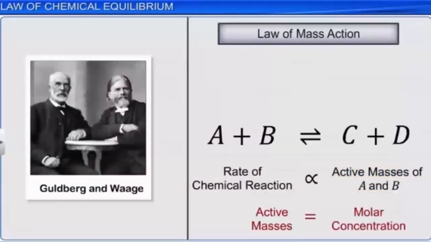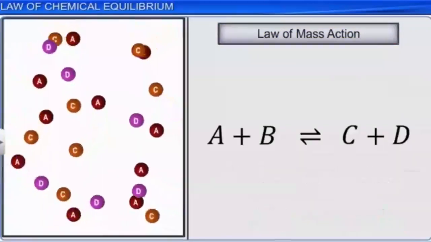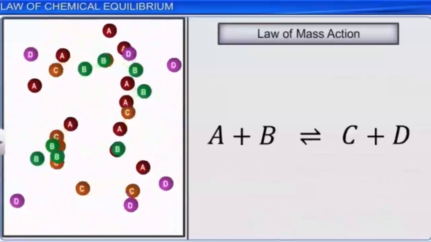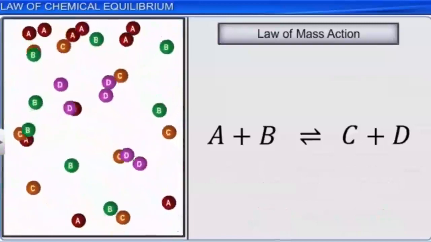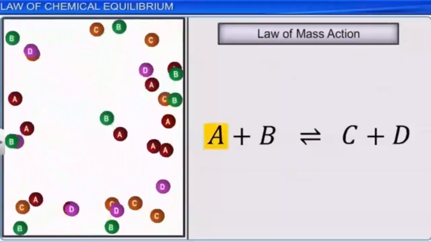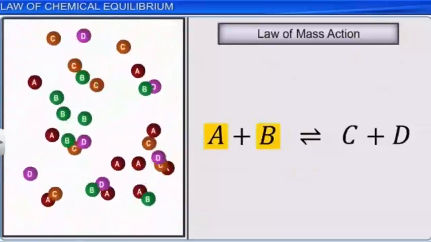In the early days of chemistry, concentration was called active mass. Hence, this law is known as the law of mass action. Let's see how it applies to the equilibrium state of a reversible reaction occurring in a homogeneous system at a given temperature. Let 1 mole of A react with 1 mole of B to produce 1 mole each of C and D.